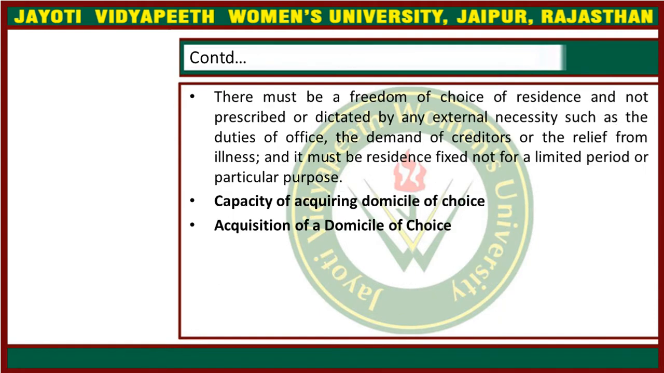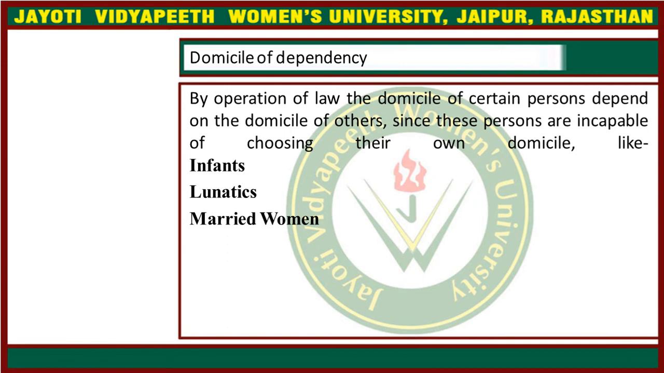So, there must be freedom of choice of residence, not prescribed or dictated by any external necessity, such as the duty of office, the demand of a creditor, or relief from illness. And it must be a residence fixed, not for a limited period or a particular purpose. Under this kind of domicile, two main terms are important: capacity of acquiring a domicile of choice, and acquisition of a domicile of choice.